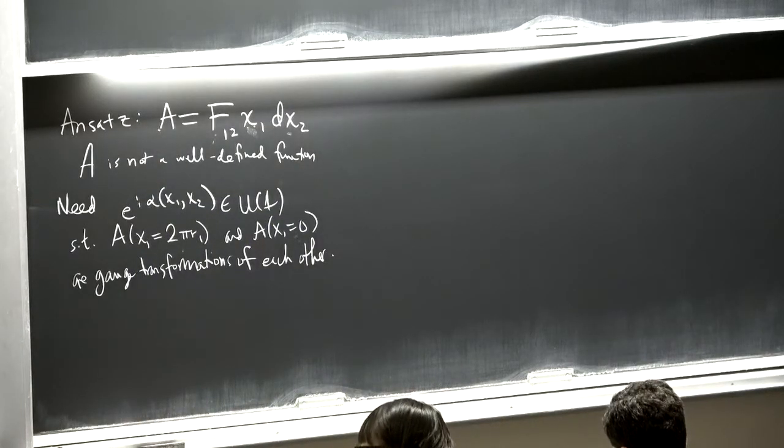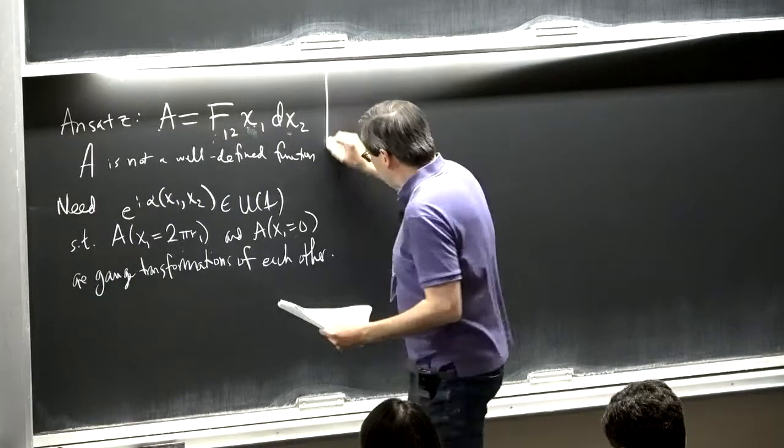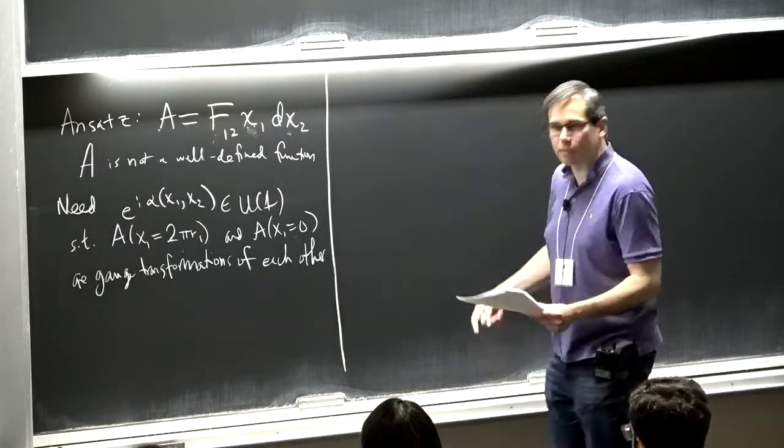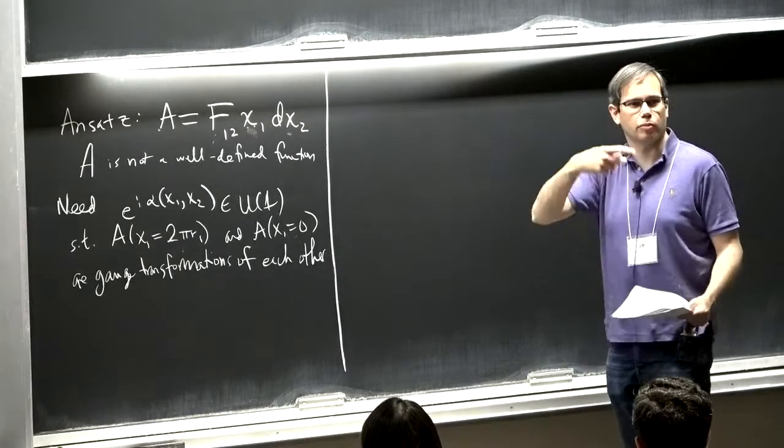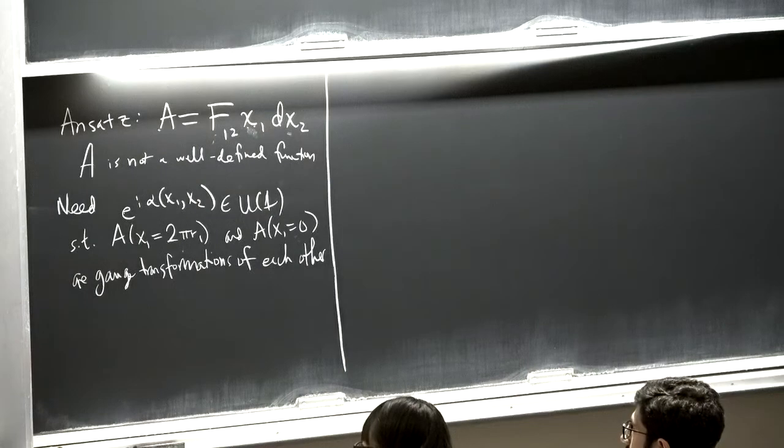And the thing to guess, this is essentially the same thing we did last time with Wilson lines. The thing to guess is that we want something that winds. We want our element of U1 that lives on a circle to wrap around this circle. So we're assigning an element of U1 everywhere here. We want, as we go around the circle here, to go all the way around the U1 circle.